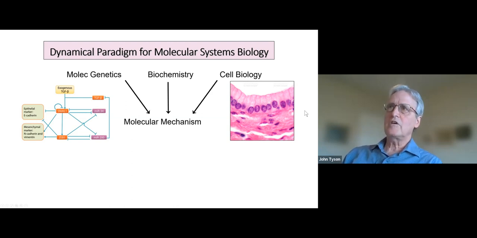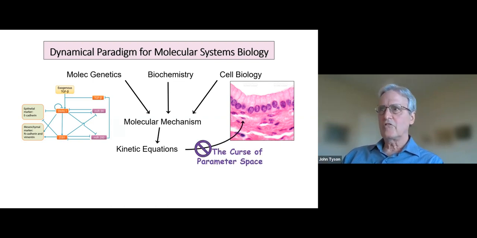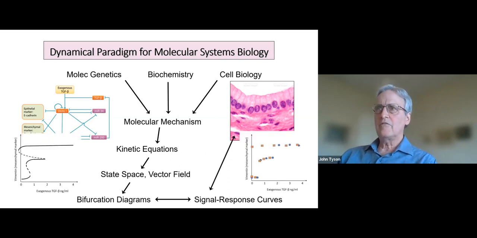And what I've been trying to say is you can't just use your biochemical intuition to make a connection between the mechanism and the physiology because of the complexity of these underlying mechanisms and the complexity of the observed physiology. Well, we would like then to convert the molecular mechanism into a set of kinetic equations and solve the kinetic equations to see what they predict about the observed behavior, but we're blocked from doing this by the curse of parameter space. Any reasonable model with a dozen or more unknown parameters is going to be very difficult to simulate. The dynamical paradigm is to drop those approaches and think of the system as a dynamical system, as a multidimensional state space carrying a vector field, and to characterize the transitions in those vector fields by bifurcation diagrams.